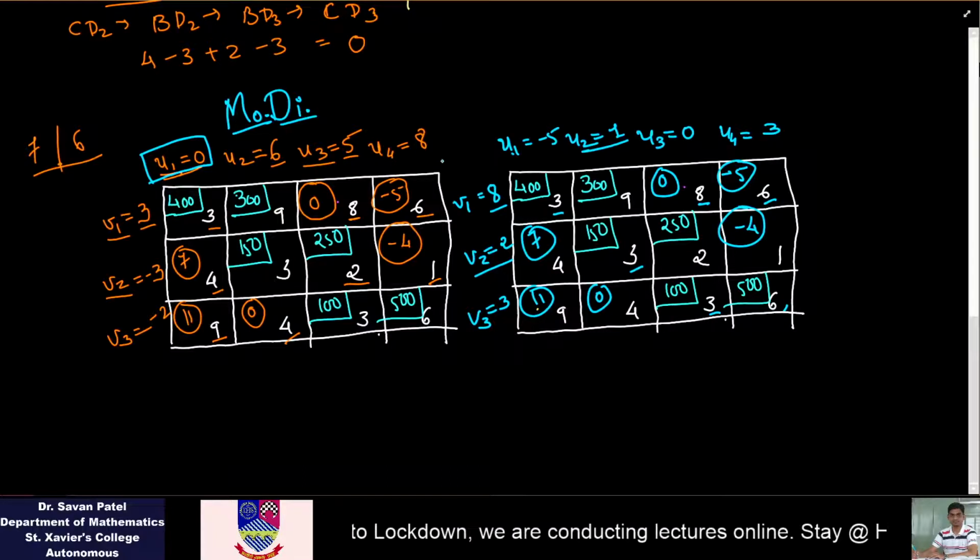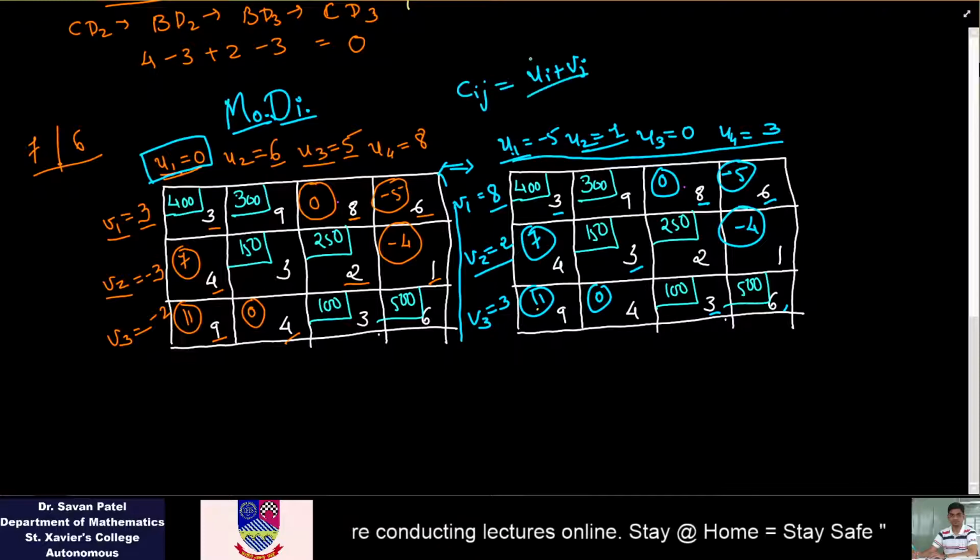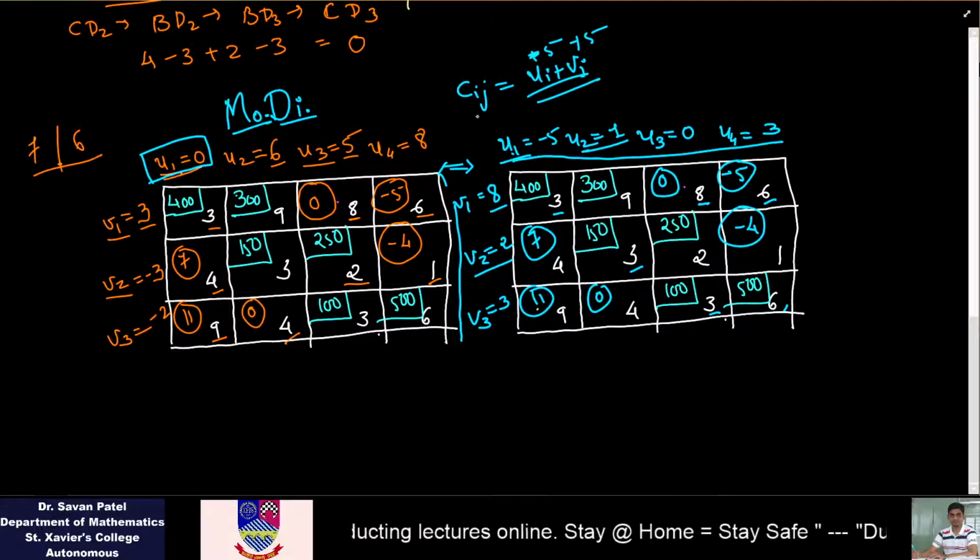So see here you are getting the same values. The additional transportation cost is the same. Why is it so? Only because in each and every ui you have subtracted 5, and in each and every vj you have added 5. So when you get ui plus vj, their sum will be the same to get cij. Because here you have subtracted 5 and here you have added 5. So in all cases, cij minus ui plus vj will be the same. That is the reason why the choice of ui vj will not make a difference to the additional transportation cost.